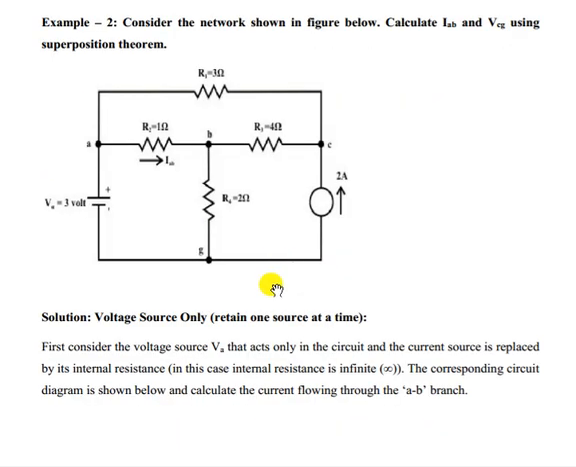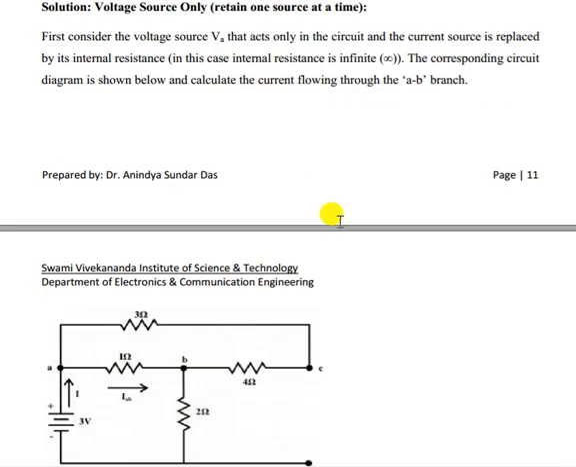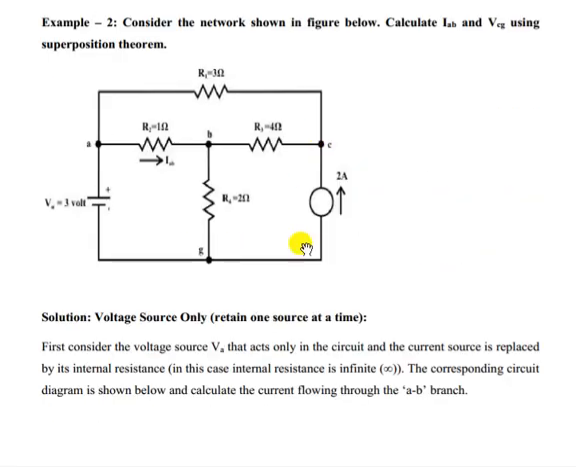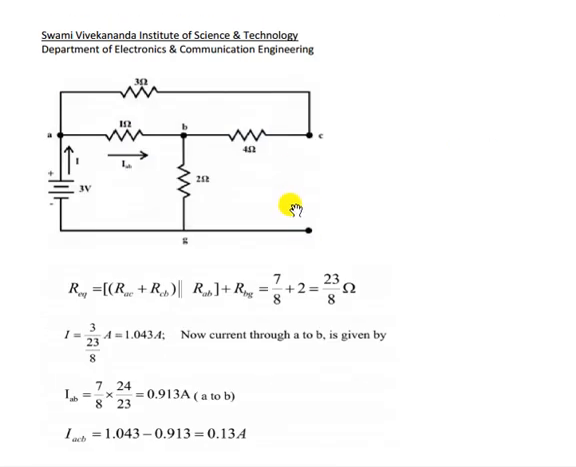Now, say, let us take another example. In that case we have one voltage source and one current source, and you have to find the current IAB. Now, first what you have to do is make this current source deactivated, so it is open circuited. Now we have to find the current flowing through this IAB. Okay, now how can we find that?